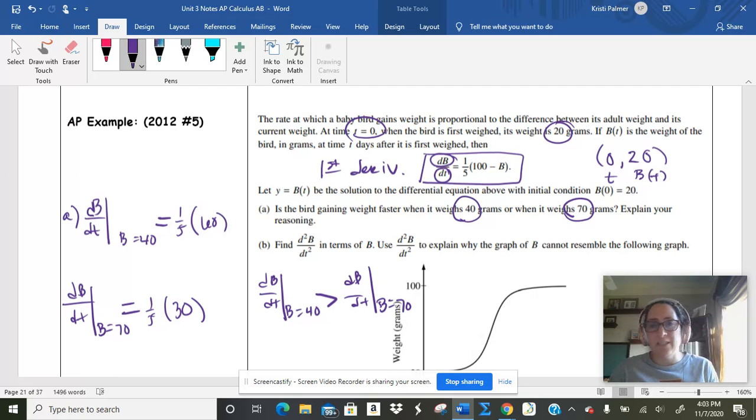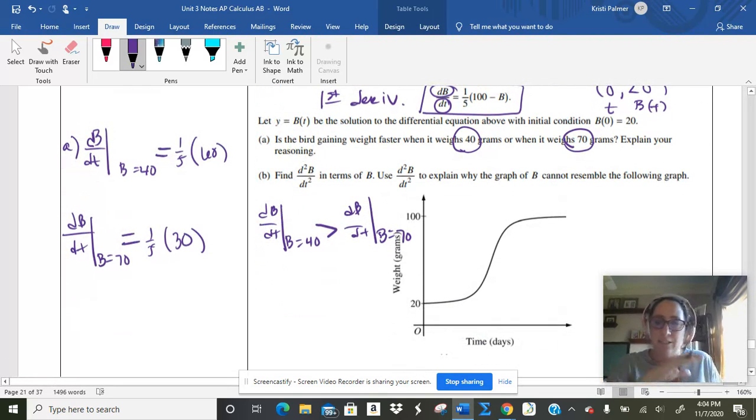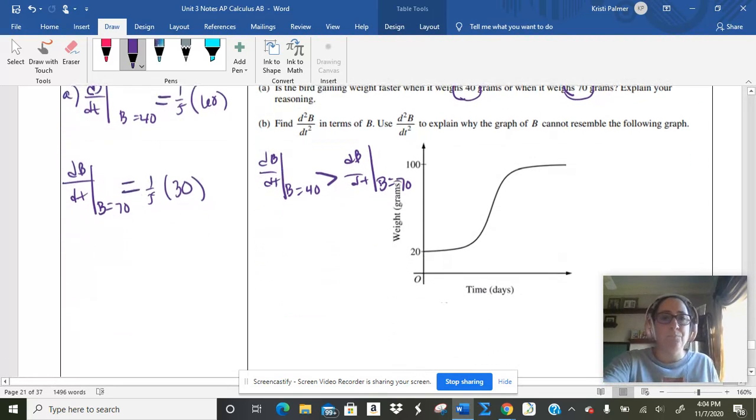And that kind of makes sense. Like when you're a baby bird, you're going to grow really, really fast. Think about even just a baby. Their weight grows really fast, and then into adulthood, hope that your weight's kind of steadying out. And here you can see it's just going to steady out.